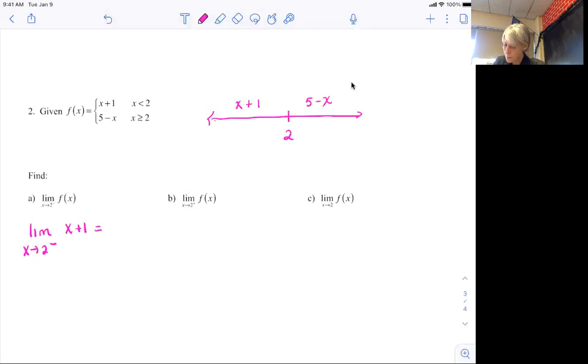Two plus 1 is 3. That's my left limit. The limit as x approaches 2 from the right equals 3. My answers are the same. So if you were graphing this function, the graph would be the same from either direction. So my overall limit is 3.